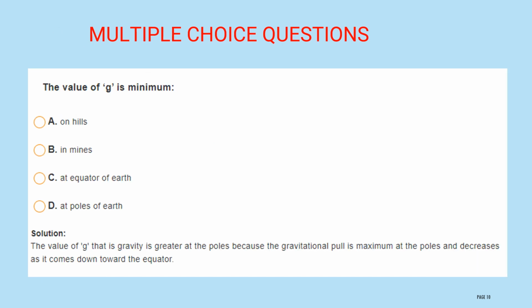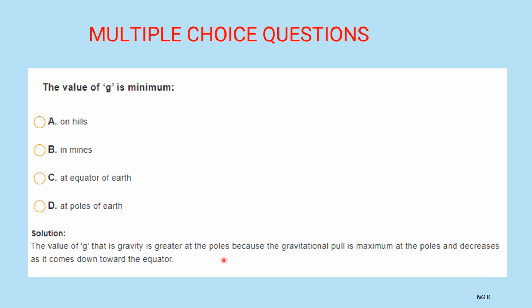The next question: the value of g is minimum. Option A, on hills. Option B, in mines. Option C, at the equator of Earth. Option D, at the poles of Earth. The value of g, that is gravity, is greater at the poles.